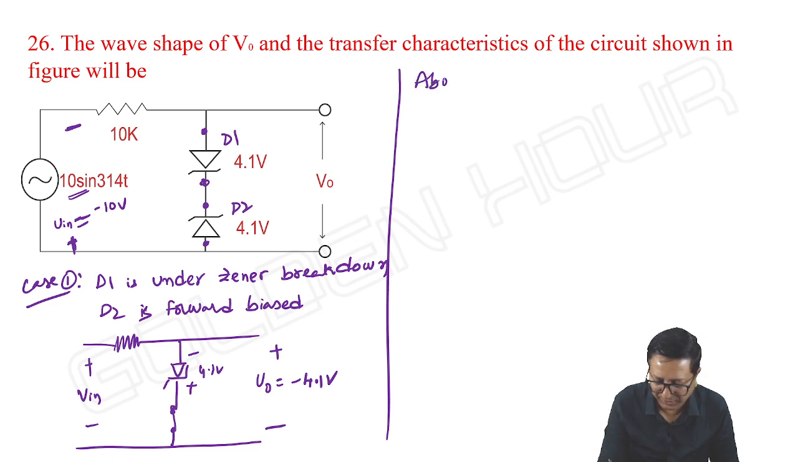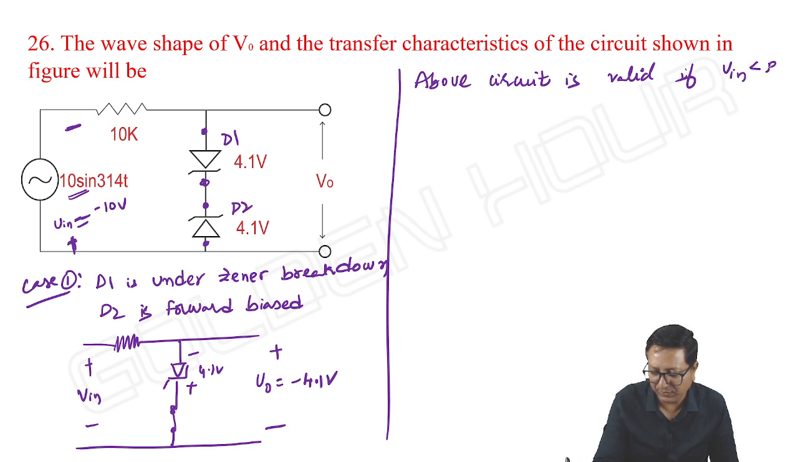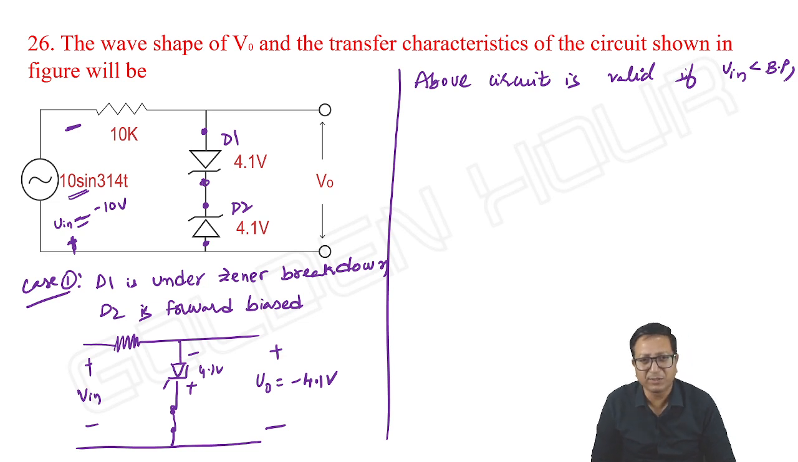The above circuit is valid if V input is less than breakpoint 1, that means the breakdown voltage of the diode D1. That's what I mean to say. As long as it is less than that, maybe minus 5, minus 6, minus 7, minus 8, minus 10, like that, doesn't matter, this is valid.